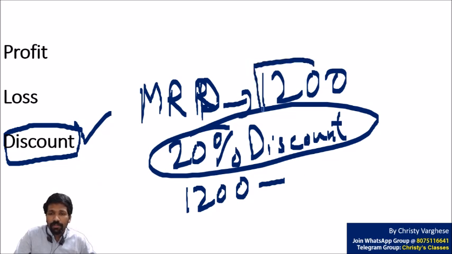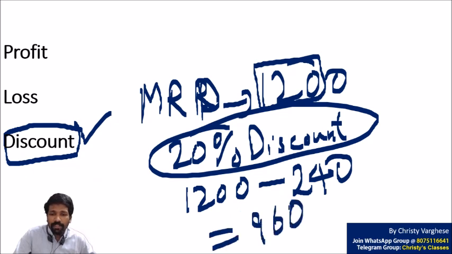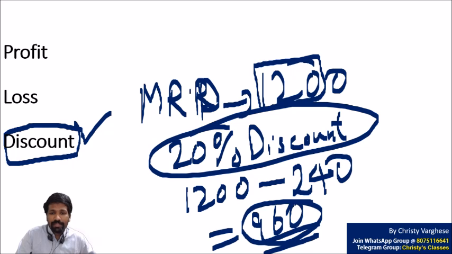1200 minus 20% of 1200 you have to find. 10% of 1200 is 120. 20% will be 120 plus 120, 240. 1200 minus 240, 960 will be the return. That means exactly like finding loss, you have to find the return. Here it will be in terms of the marked price instead of the cost price. That's the only difference. I hope all of you understood that also.